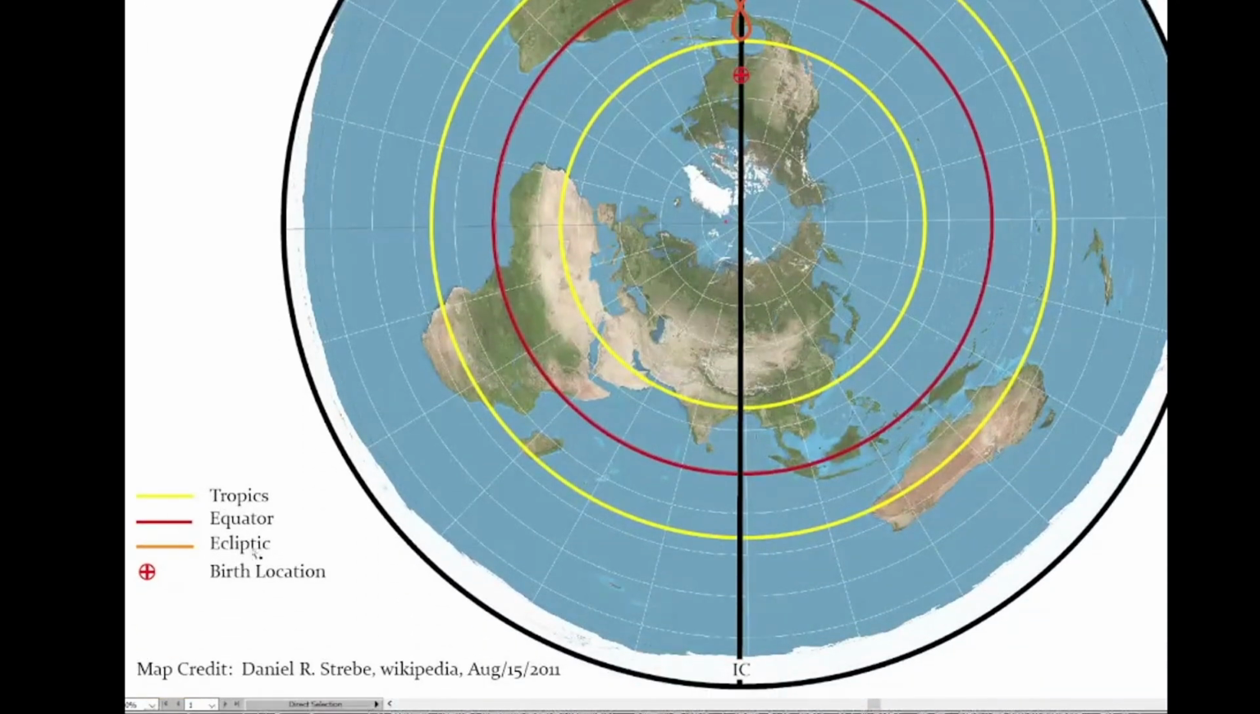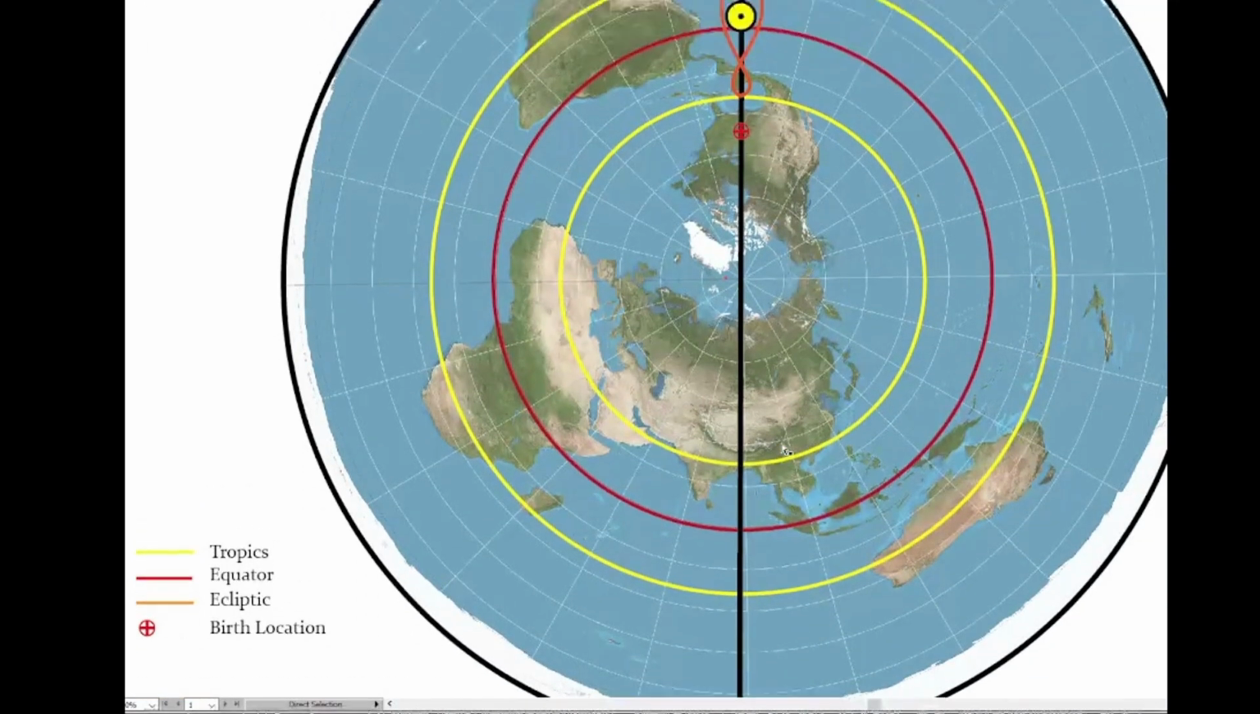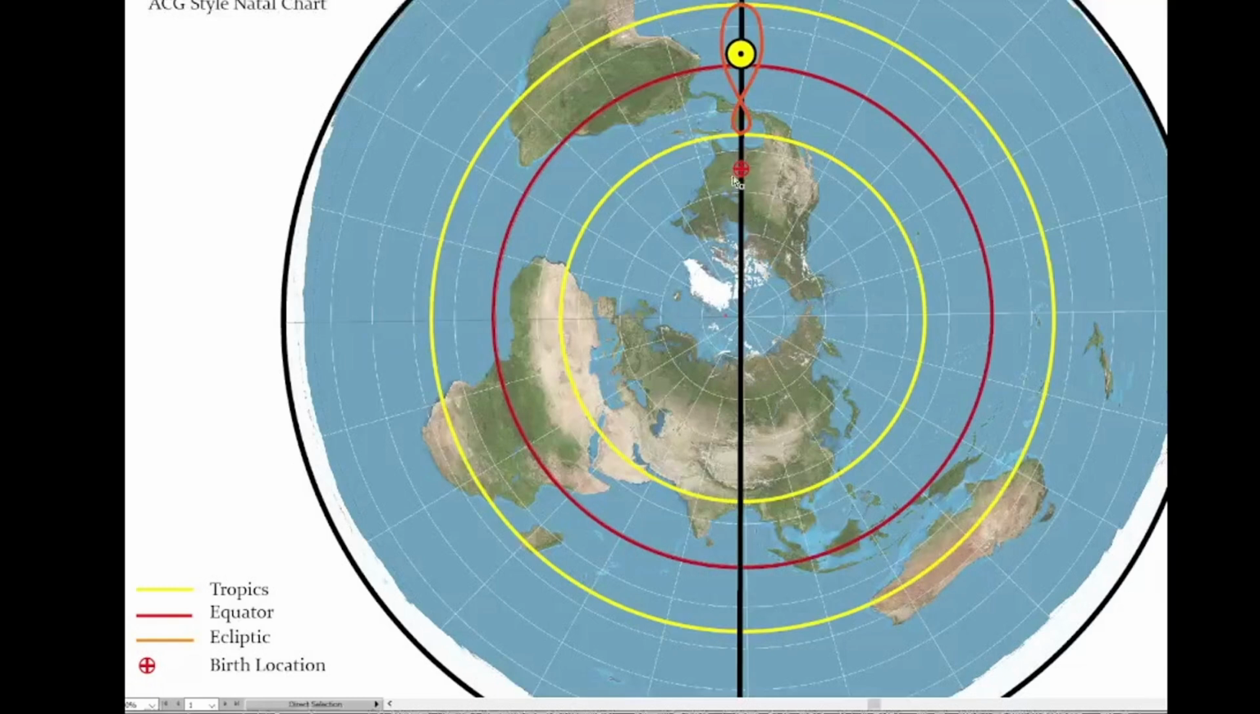And you have the tropics, the equator, and the ecliptic, and the birth location. But when the sun goes around the Earth, looking from this location, it's going to have an ecliptic path. It's going to look like an ellipse. It's going to be an off-center circle.